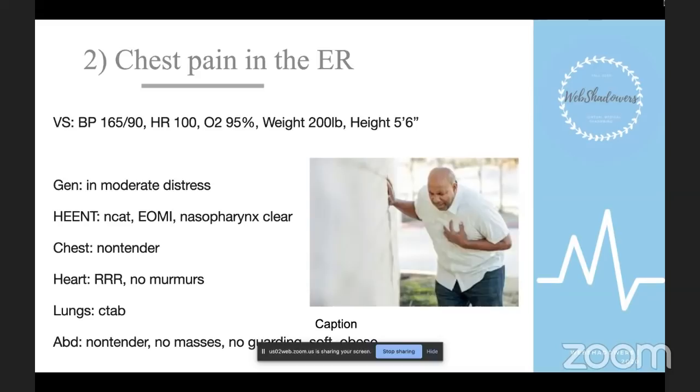Head exam, eye exam, neck exam is clear. Chest is non-tender. Heart sounds fine. Lungs sound fine. Abdomen sounds fine. So physical exam is fine. But again, the patient looks not well. That's pretty obvious. This guy looks sick.